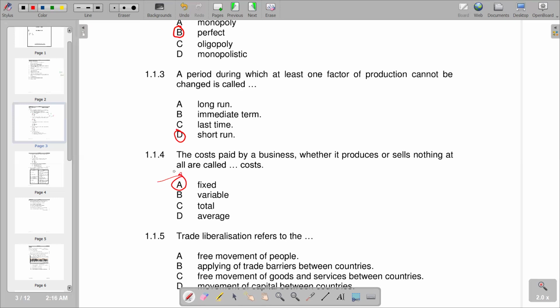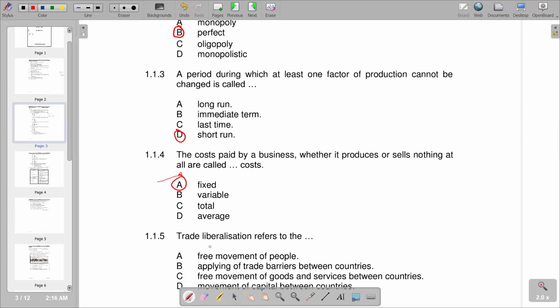So we are saying fixed costs do not change with the level of output. We pay the same amount at each and every level of output, whether they produce 0 units or 100 units, we are going to pay the same amount. So we've got fixed costs.